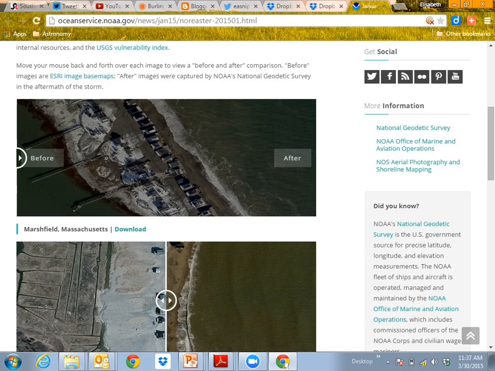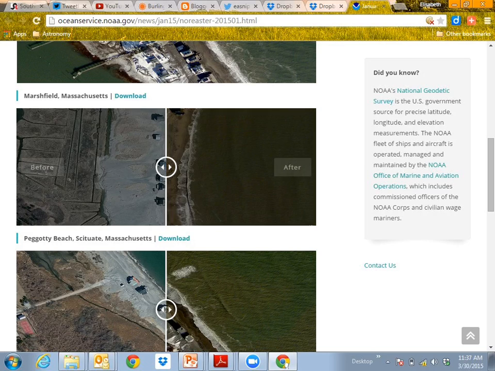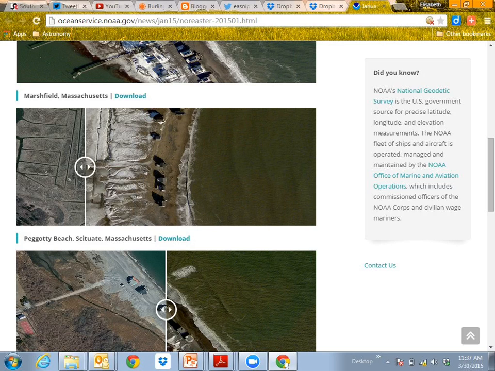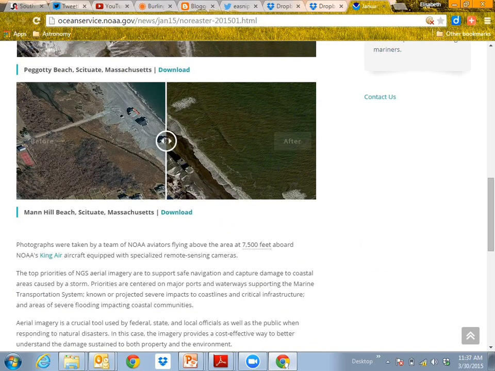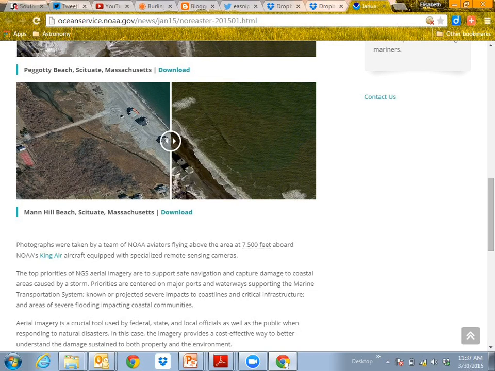And then if we go down, the before again is on our left. So this is before. One more. This is the before. Can you imagine those houses?